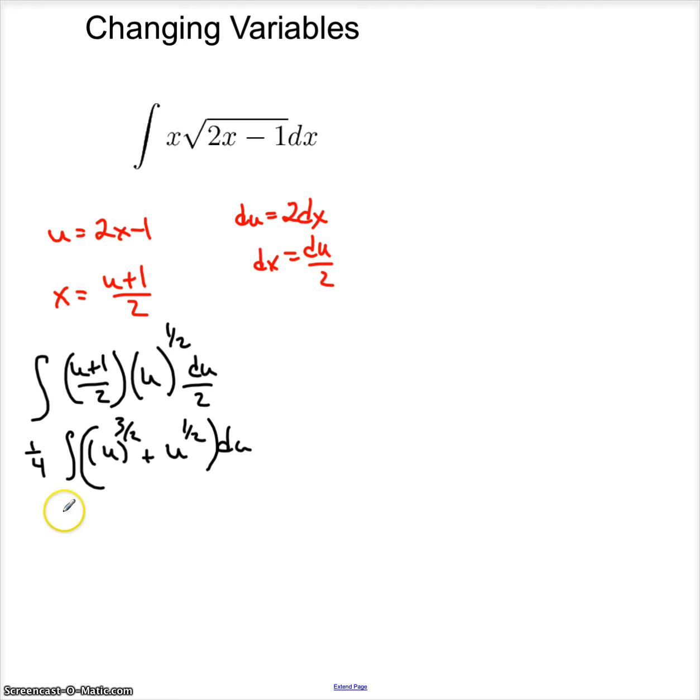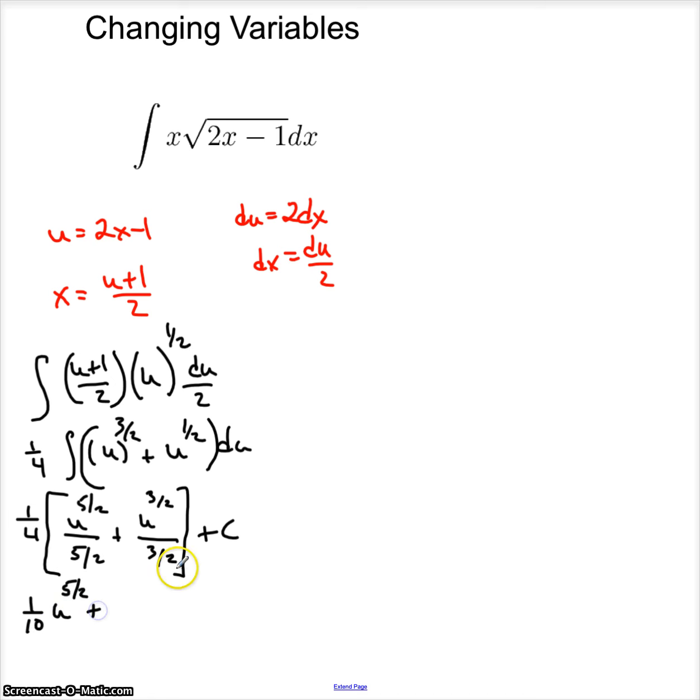We can do that. So this is 1/4 times [u to the 5/2 divided by 5/2 plus u to the 3/2 divided by 3/2] plus c, and please don't forget your brackets there. So when I simplify this, I get 1/10 u to the 5/2 plus 1/6 u to the 3/2 plus c.